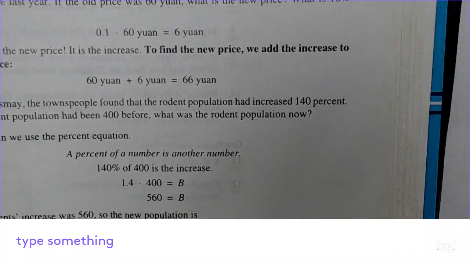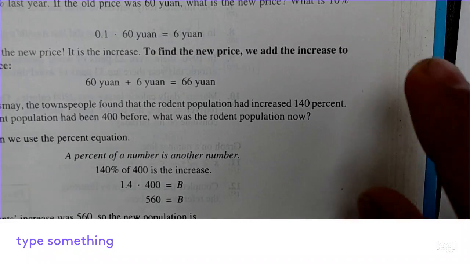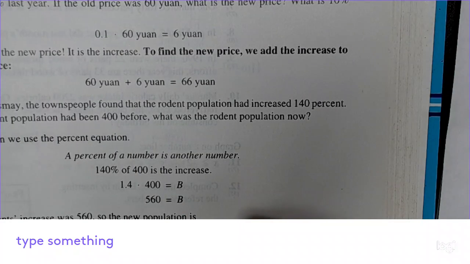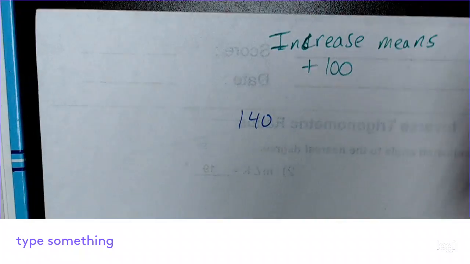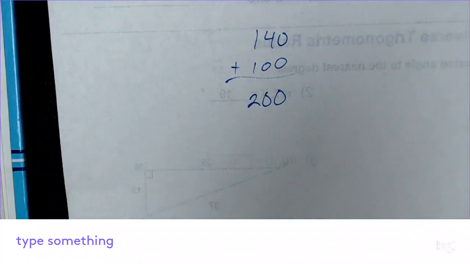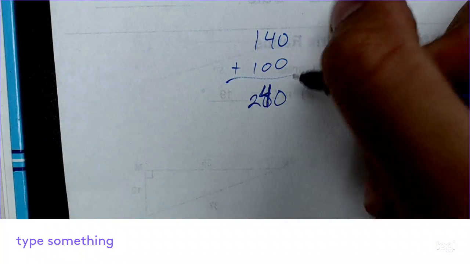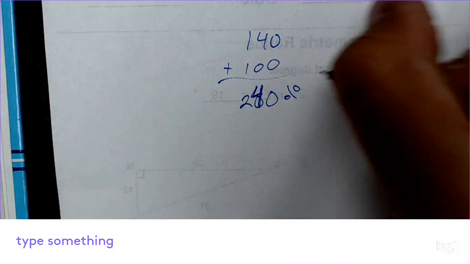So if we had 100% to begin with, and it increases by 140, I take that 140, I add 100, which means the actual percentage number is 240. So if it says increased by 140, I take 140, I add 100, and I now have the new percentage of 240%, right? The new percentage of 240.